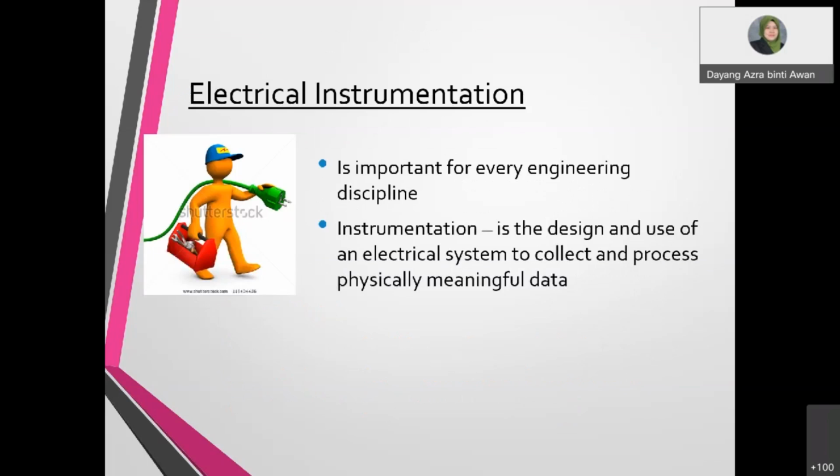And then we have electrical instrumentation. It is very important in the engineering discipline. Instrumentation is the design and use of an electrical system to collect and process physically meaningful data.